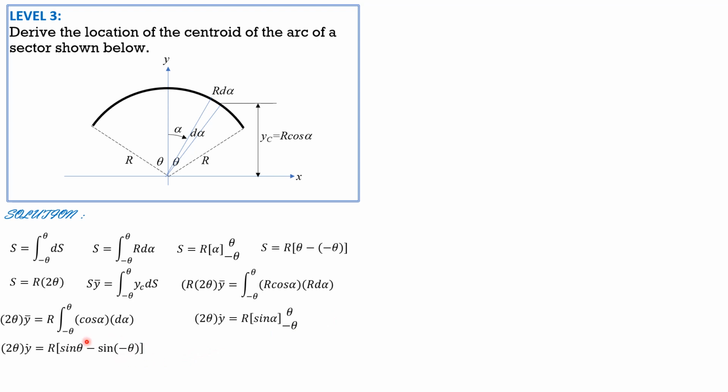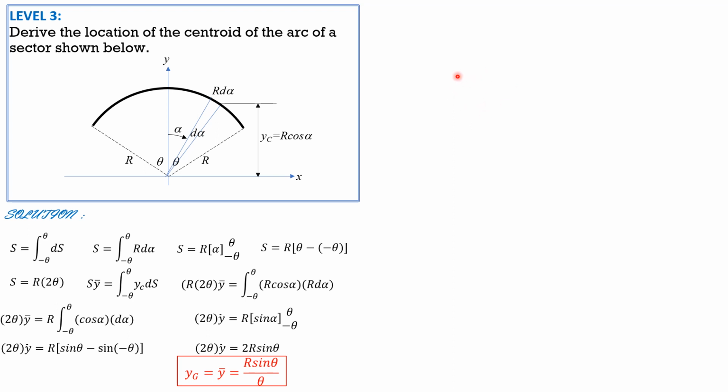From trigonometry, that's why I started the playlist with ground zero. So negative sine of negative theta is positive sine theta. Therefore, the entire value of the expression is 2 sine theta. So 2 theta barred y equals 2r sine theta. Cancelling out 2, so barred y, which is y sub g, is r sine theta over theta, which verifies the formula in the background or in the first part of this playlist.